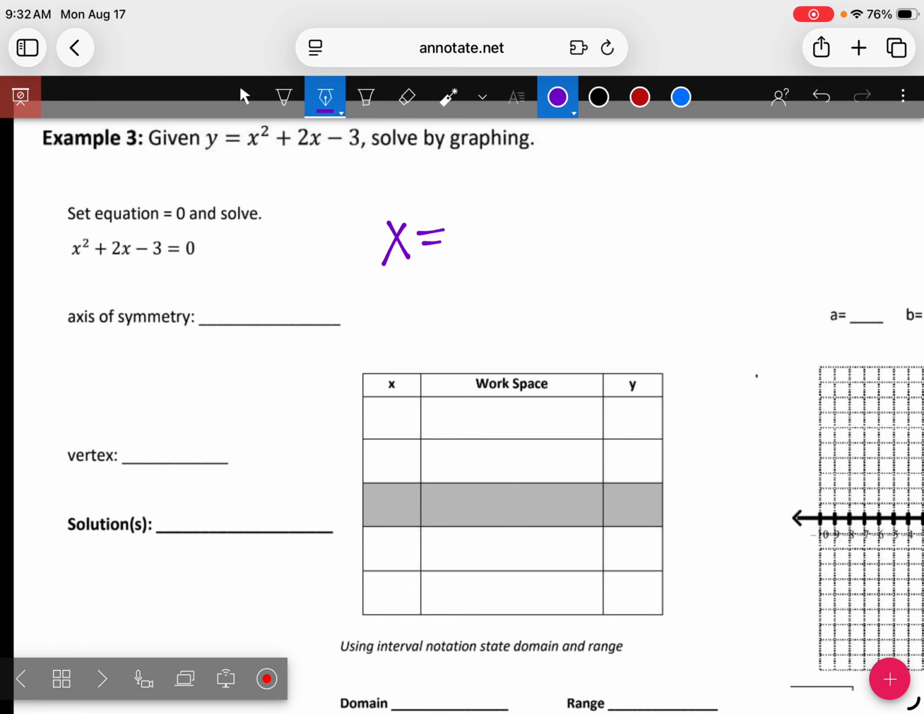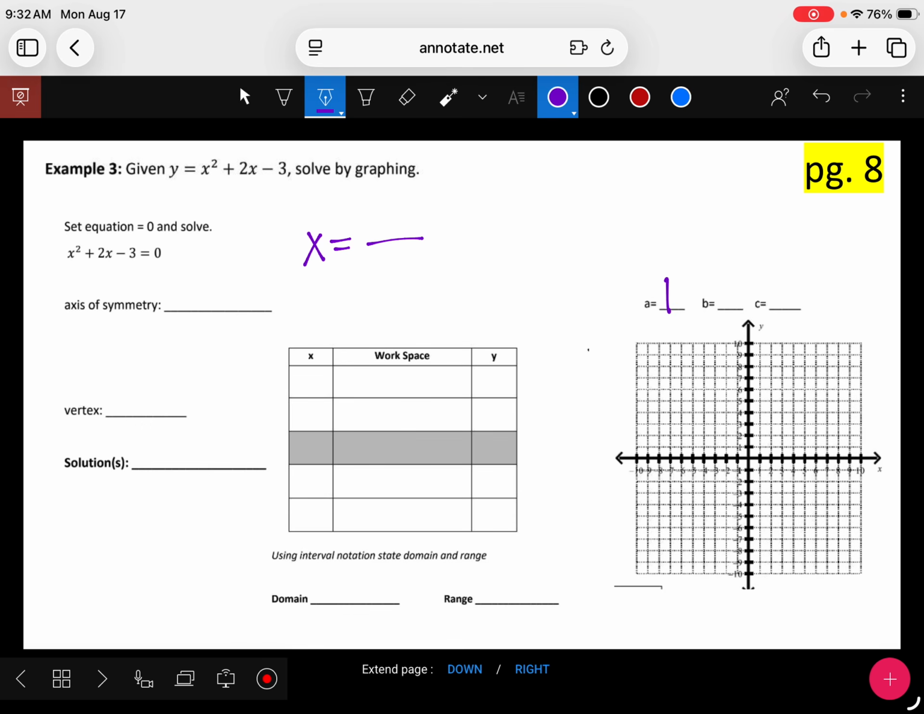All right, so axis of symmetry. I only had to correct a couple people. So A is 1, B is 2, C is -3. It's the opposite, so it has to be a -2. And that's divided by 2 times A. And when you type that in your calculator, you should get -1. So that's going to go right here. And then I'm going to look and find my other numbers.